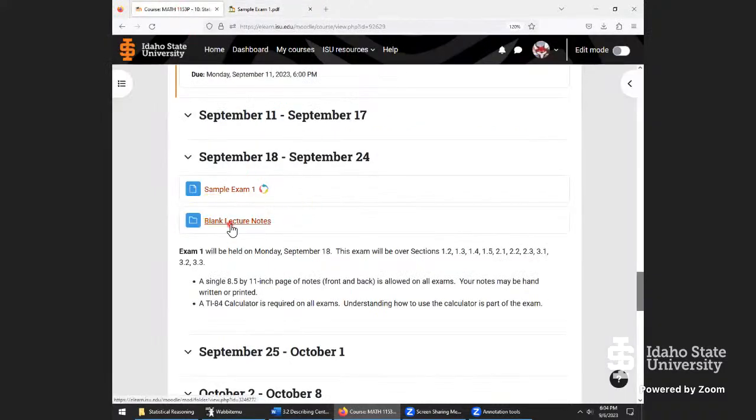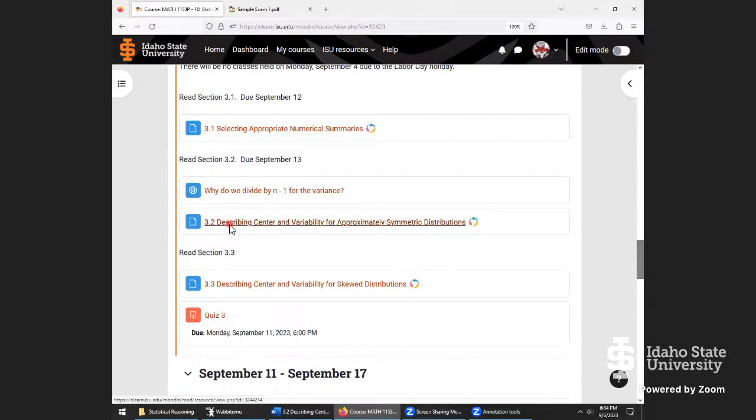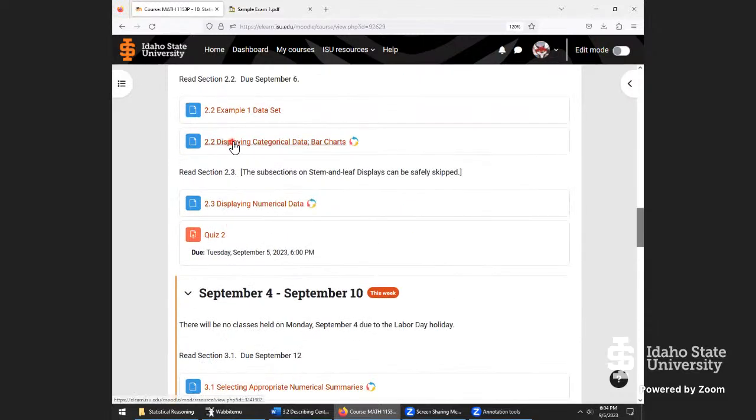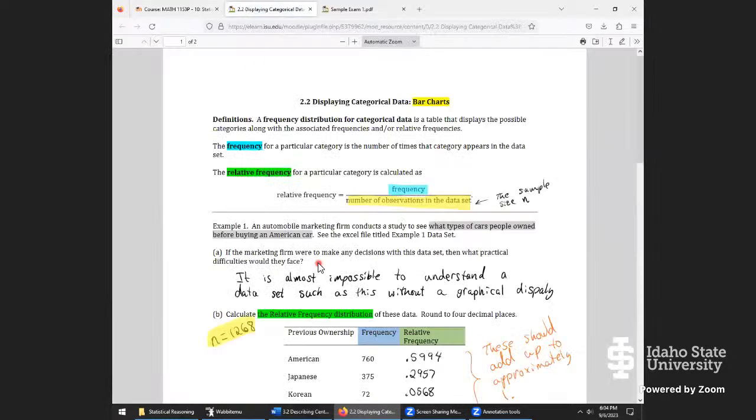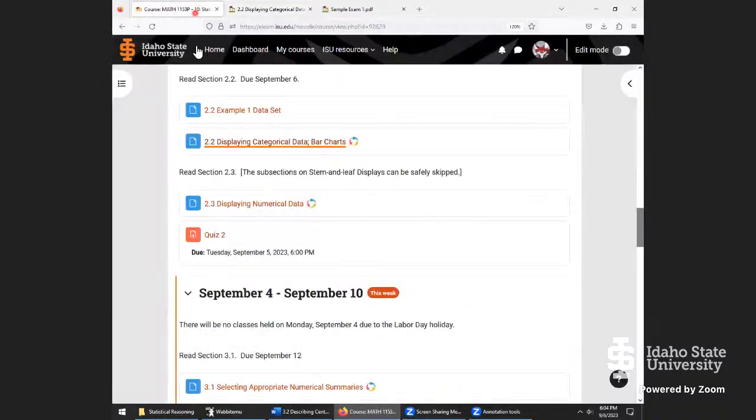I also posted blank lecture notes. Well, there's 2 places you can find these. The reason I posted this is, for example, if you want to study section 2.2, you could open it up here. It has all the solutions, but you don't want to study a document that has the solutions. Our goal is to produce those solutions, so it's kind of a disservice to look at this as studying, unless you're checking your own work.